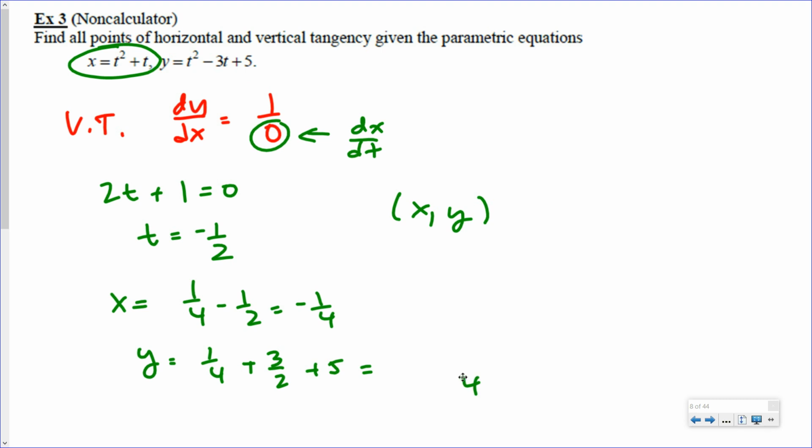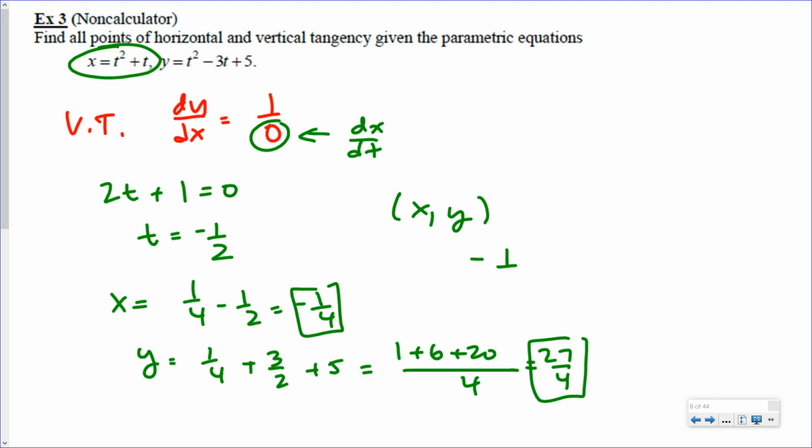Okay, so get a common denominator here of 4. I'll have 1 plus 6 plus 20, which is, can someone give me a check? I've got 27 over 4. Yes. And so there's a y and there's an x. So this is going to be negative 1/4, comma, 27 over 4. And there's my position. Okay, any questions about that?